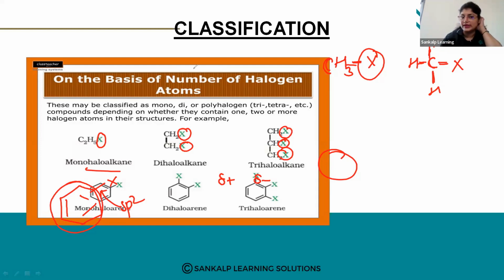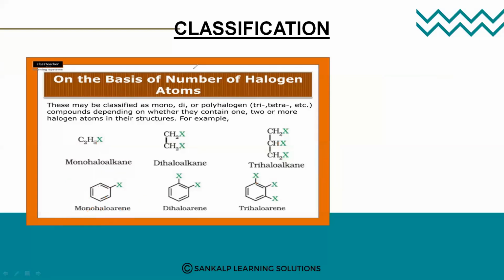Based on haloarenes. In haloarenes also, if there is only one halogen atom, it is called a monohaloarene. If there are two halogen atoms, it is called a dihaloarene. Here you can see there are three halogen atoms, and it is called a trihaloarene.